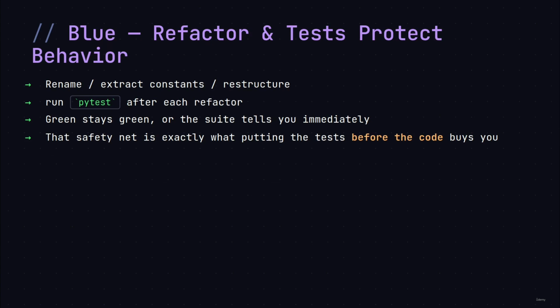The last step is the blue step. This is where we can refactor and clean up our code, and then the tests will protect the behavior. So we can, for example, rename things, extract constants, or restructure the code. Then if we run PyTest after each refactor, green should stay green, or the suite should tell us immediately that we've broken something. And that safety net is exactly what putting the test before the code buys you. So spec first, then tests become the spec, and then we create the code from the tests. If the tests fail, we know the code is wrong and not the tests, because the tests are the spec.